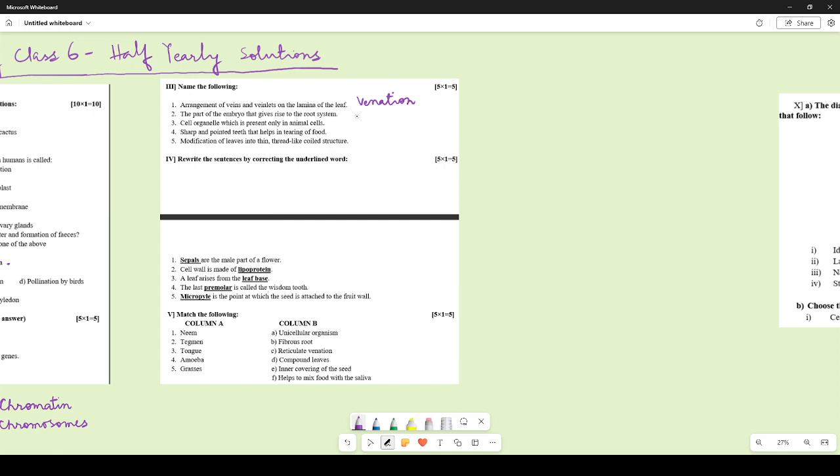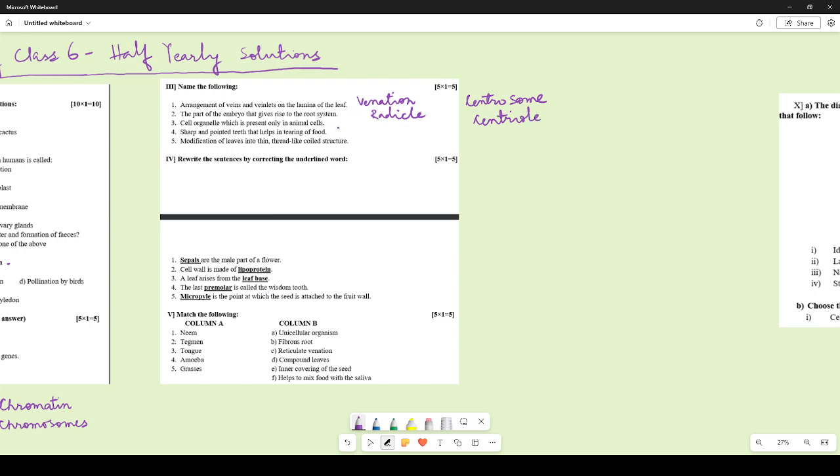The part of the embryo that gives rise to the root system is radicle. The spelling here is R-A-D-I-C-L-E. Many of you wrote R-A-D-I-C-A-L, which is the chemical radical. That is the radical for chemistry, not for biology. This is the correct spelling. The cell organelle which is present only in animal cell. If you have written centrosome, it is absolutely correct. If someone has written centriole, then also I have given them marks.